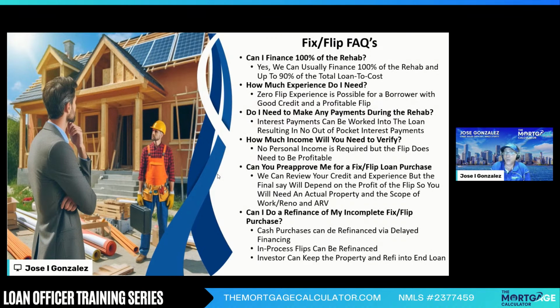Usually the 100% of the rehab will always be offered, but where they're going to cut back is on the initial distribution at closing, which is where the loan to cost amount also comes in. The experience level, 0 is possible. We have options with 0 flip experience, but again, 0 flip experience combined with acceptable credit and a good ROI on that flip. Those are always going to be the 3 components taken into consideration.